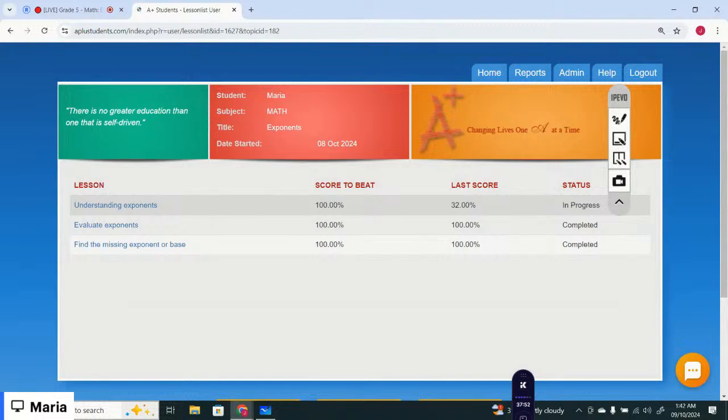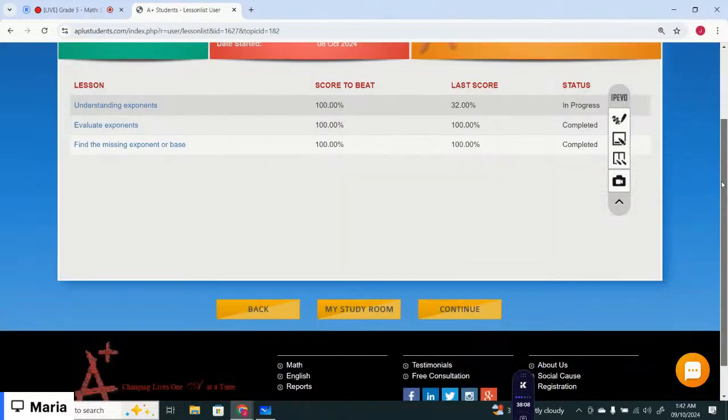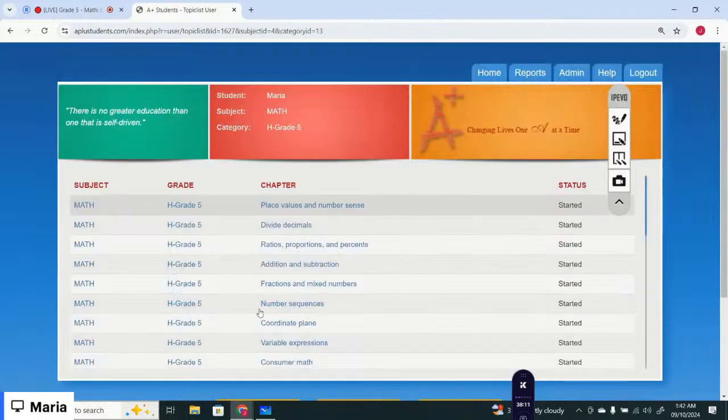Okay, so we were working on grade 5 math. The chapter we were working on is exponents. The lessons we have covered today are understanding exponents, evaluate exponents, and find the missing exponents or base. So please make sure before the next session you complete all the practice questions for the lessons we just did. That is your homework until the next session.